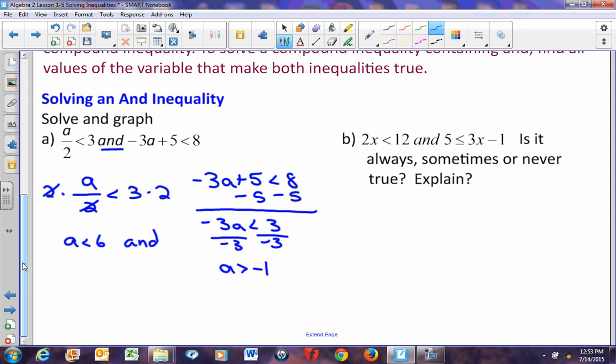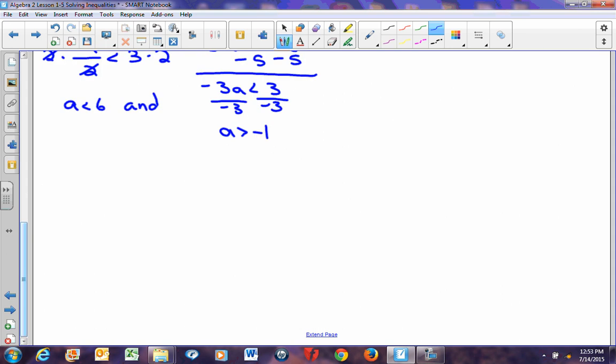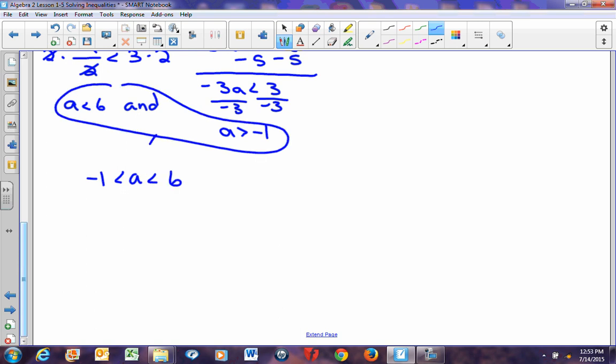You can actually write that as a compound inequality without the word and. Okay? You have to have all your inequalities going in the same direction. A is greater than negative 1 and less than 6 all at the same time. That's what these two things mean when you write it as one. It means a is between negative 1 and positive 6 because it's greater than negative 1, but it's less than 6, so it has to be between those two numbers.